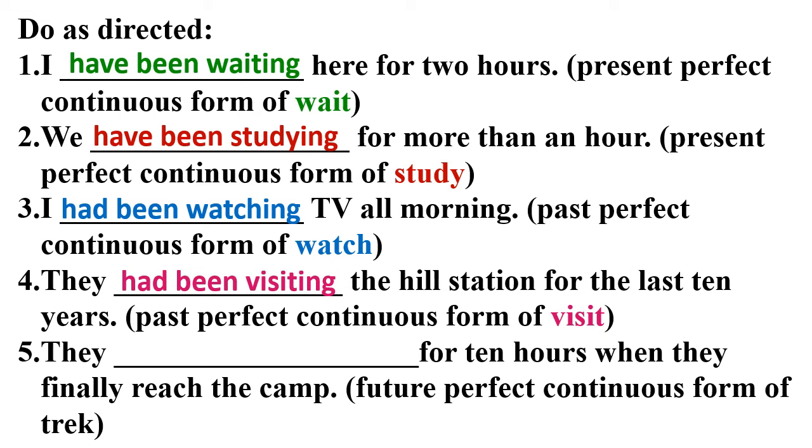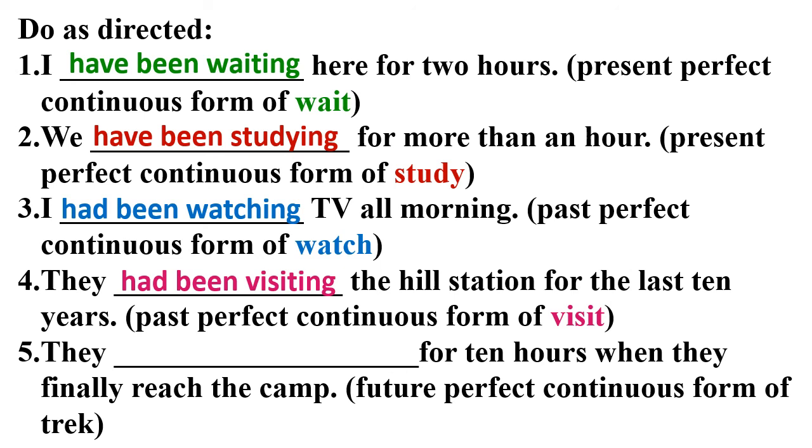They had been visiting the hill station for the last 10 years. Number 5. They dash for 10 hours when they finally reach the camp. We have to fill in this blank using the future perfect continuous form of trek.